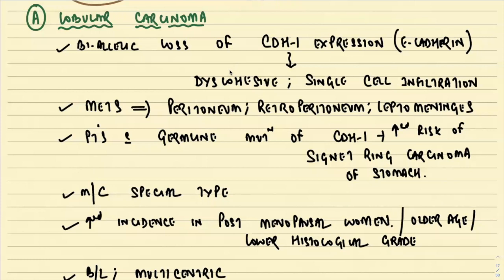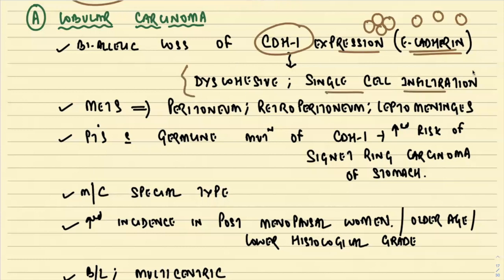Now, as I told you, just like in your diffuse infiltrating variety of gastric carcinoma, here also there is a loss of CDH1 expression, which encodes the E-cadherin protein. I have already told you in gastric carcinoma that E-cadherin is responsible for holding all the cells together. If E-cadherin cannot function, then the cells become discohesive, which leads to discohesive single cell infiltration.